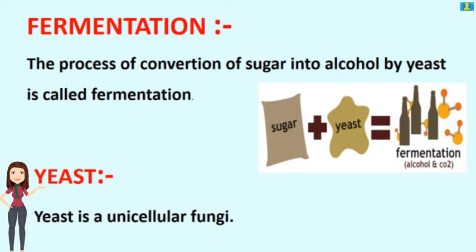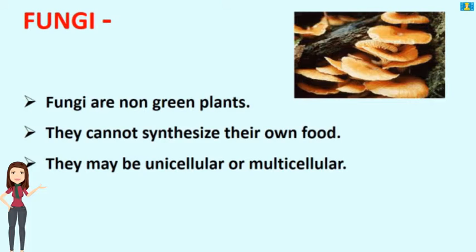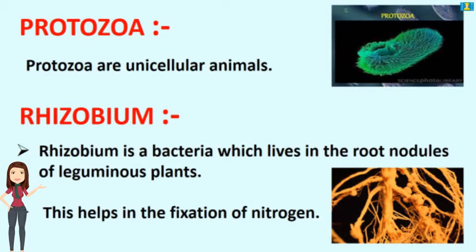Fermentation. The process of conversion of sugar into alcohol by yeast is called fermentation. Yeast. Yeast is a unicellular fungi. Fungi are non-green plants. They cannot synthesize their own food. They may be unicellular or multicellular. Protozoa. Protozoa are unicellular animals.